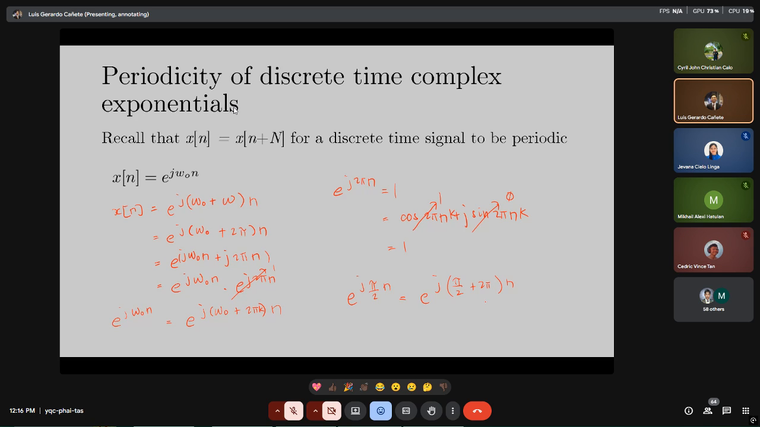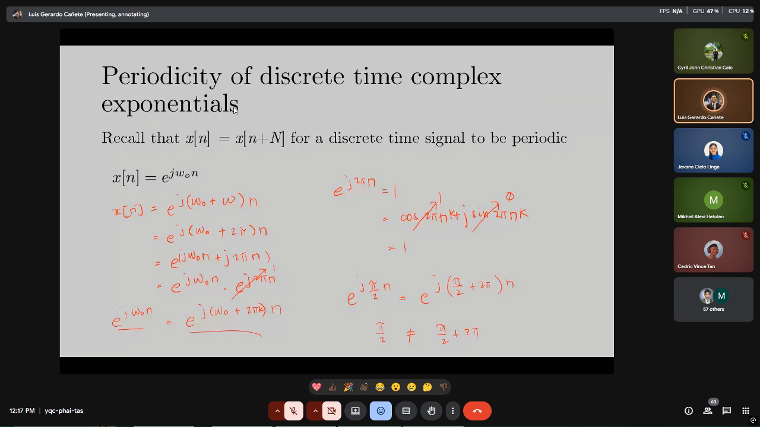going to be equal to 5 over 2 pi, right? So these two are not the same, right? You can clearly see that this is not equal to pi over 2 plus 2 pi. This is greater than this by 2 pi. But this signal is the same as this signal, right? And this is the weird behavior that we have with complex exponentials.